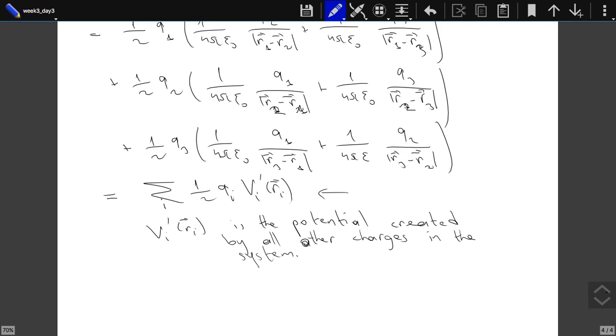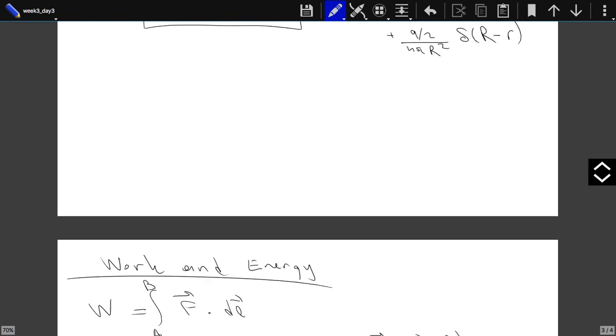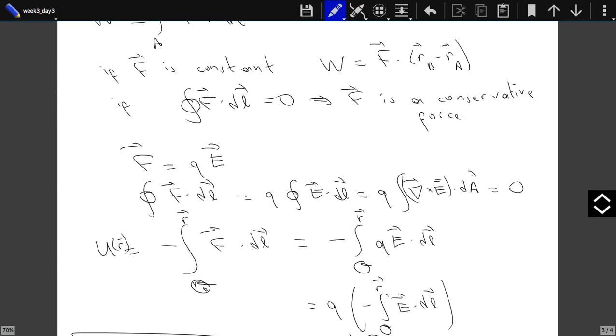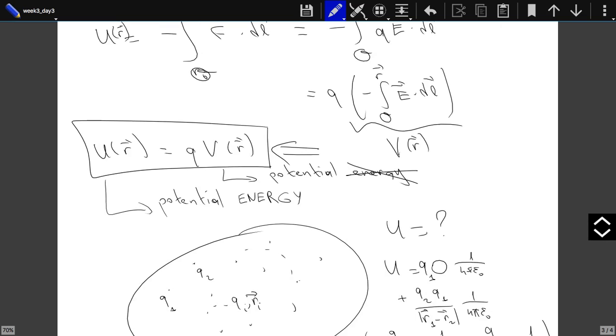Okay, so there are a couple of different things that look similar, but they're actually different. That sometimes gets a bit confusing. In the beginning of this subject, we calculated the potential energy, U, and we said that the potential energy was equal to Q times V, the potential at that point.